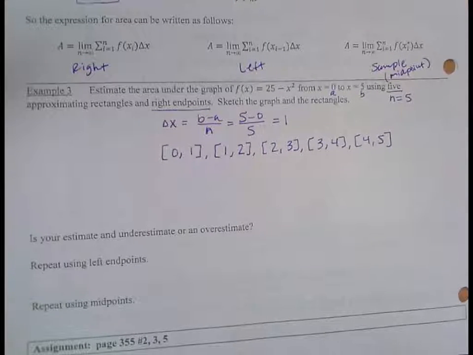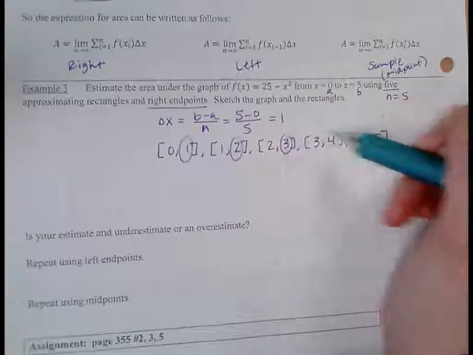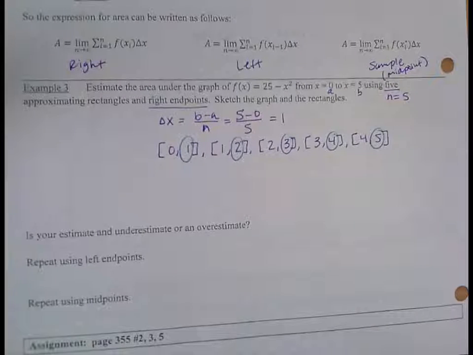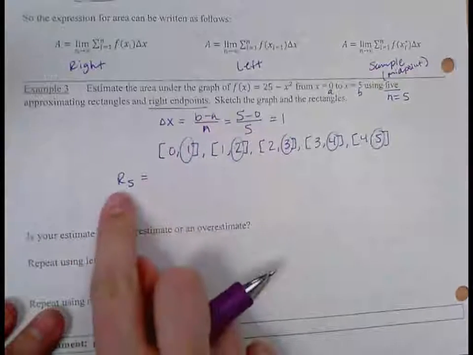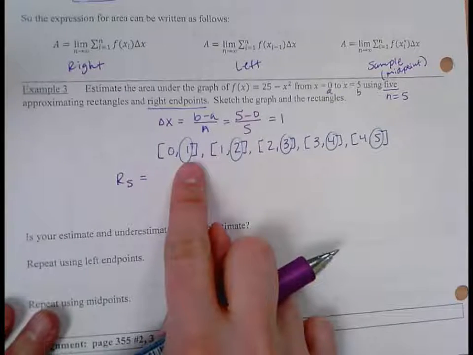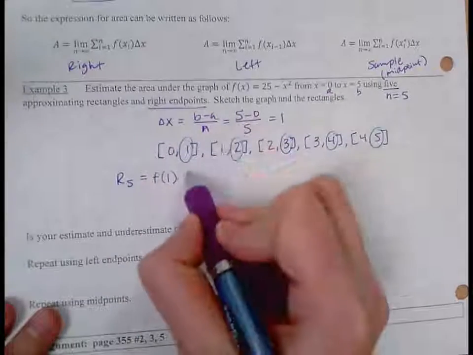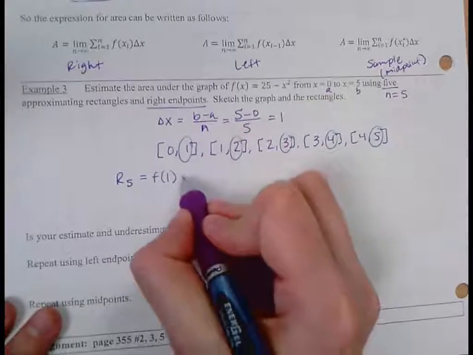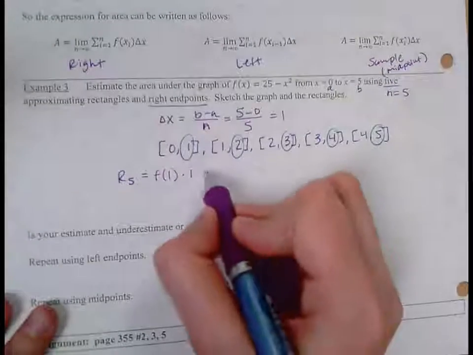So then if I'm using right endpoints for each interval, this is why I find it helpful to write out the intervals. The rightmost x value in each interval is the value that determines the height of my rectangle. So I would call this R sub 5, right endpoints, 5 rectangles. My first rectangle will have a height of f of 1 and then a width of delta x, which is 1. And yes, I'm going to need to know what f of 1 is. I'm just writing it out this way first.